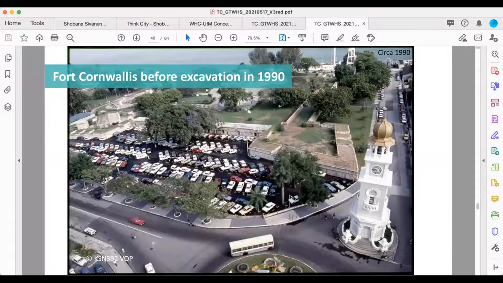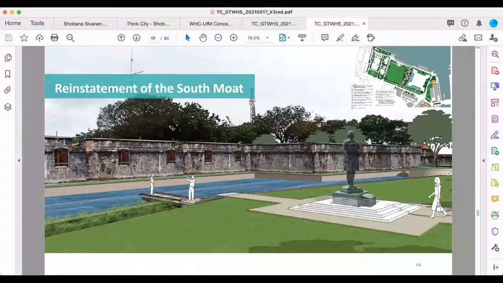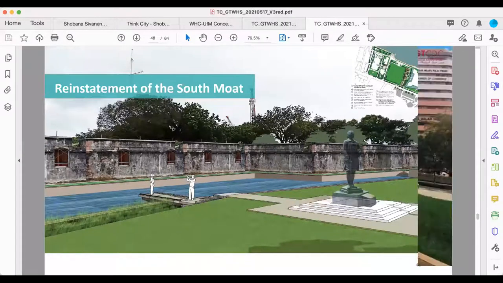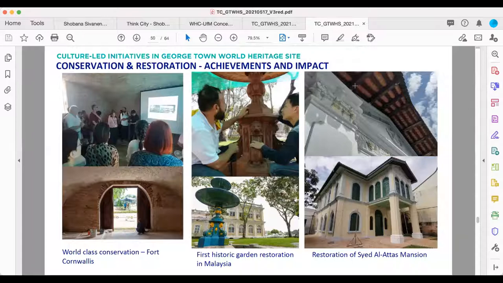These are some of the images of what it was prior to listing as a UNESCO World Heritage Site. This is what we are now doing, after the archaeological excavation, as we work towards restoring the moat and conserving the historical buildings on site. And these are some of the images of what it could possibly look like in the future, as we complete the project, which we envisage to be completed over the next 2 years.